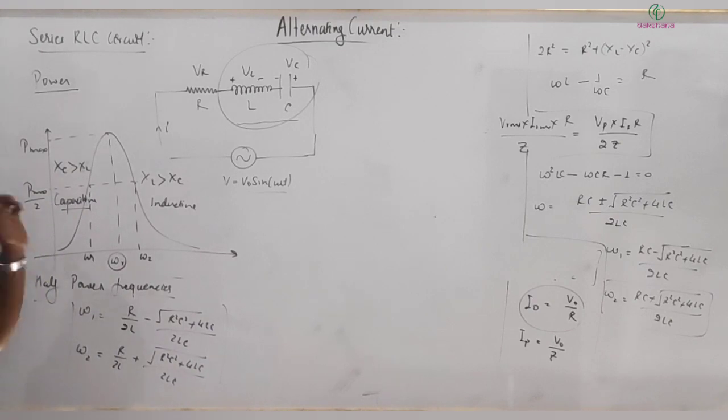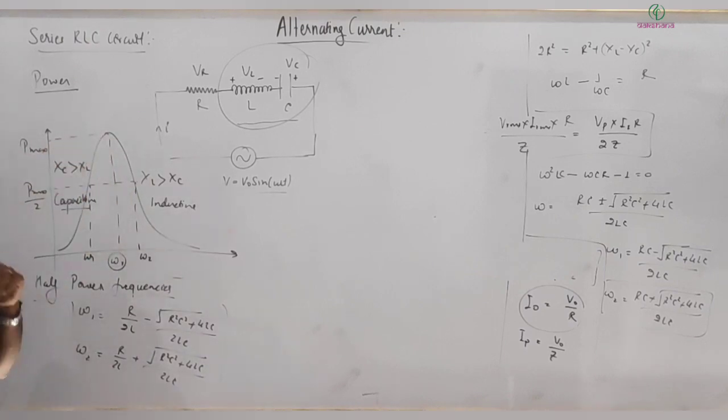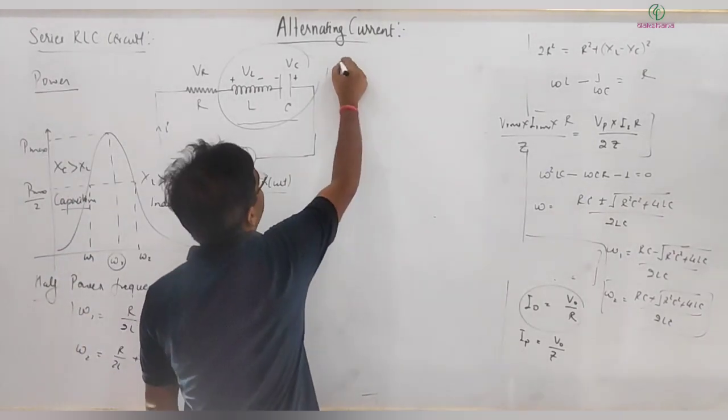What are these omega 1 and omega 2? Omega 1 and omega 2 are those frequencies at which the power consumed in the circuit is half of its maximum power. So here we define one bandwidth.